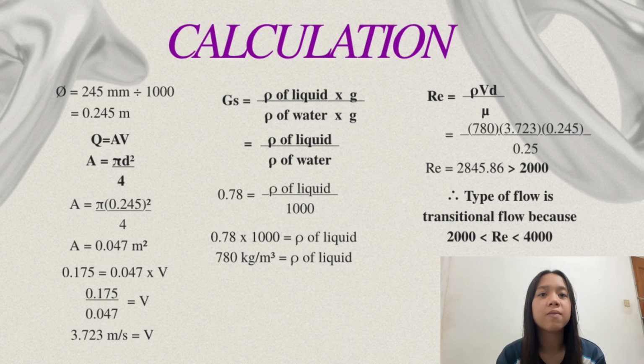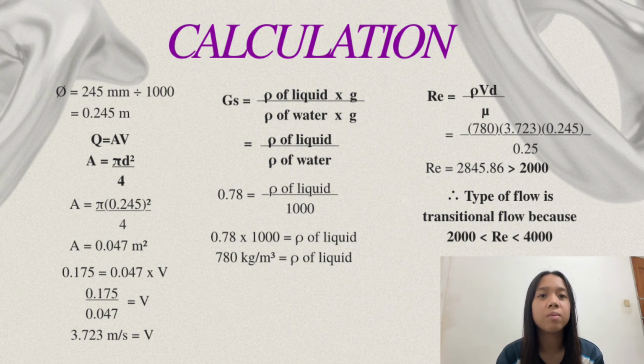The question asks for fluid velocity. Therefore, the formula that will be used to find the velocity is Q equals AV. In order to find the velocity, we need to know the values of A and Q. Since Q has been given in the question, which is 0.175 meter cube per second, all we need to do now is find the area.